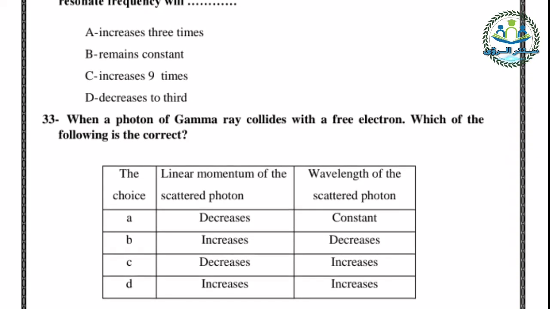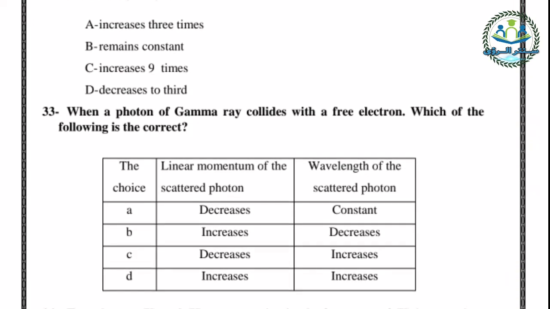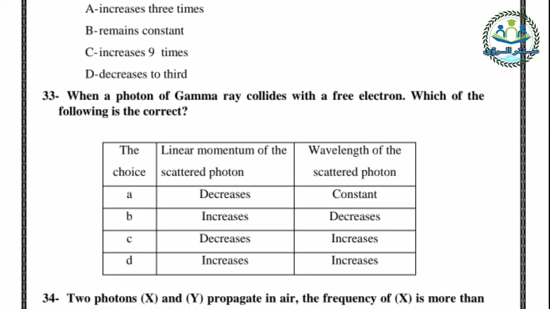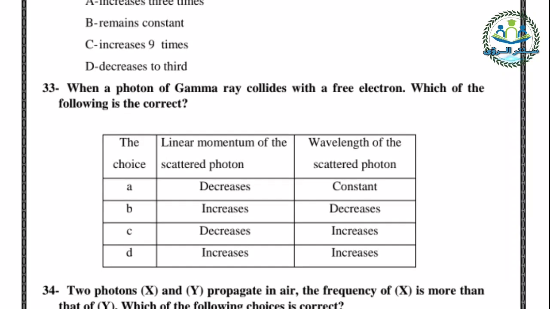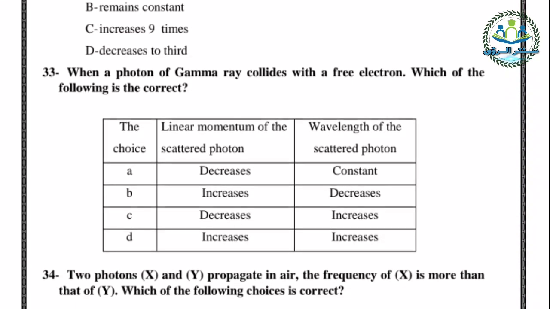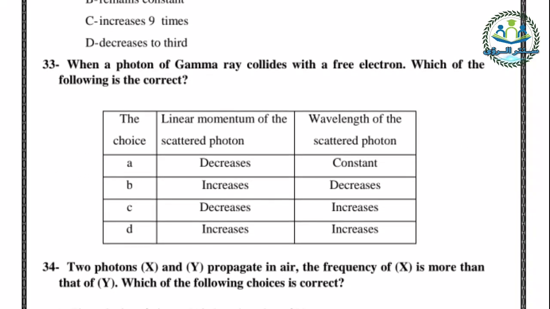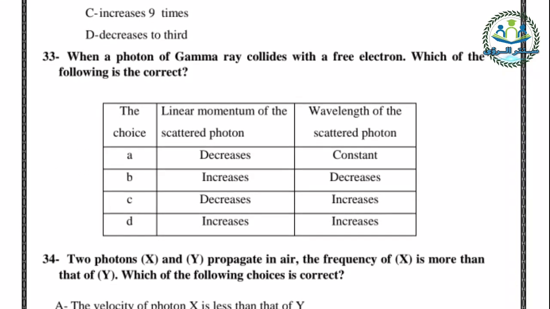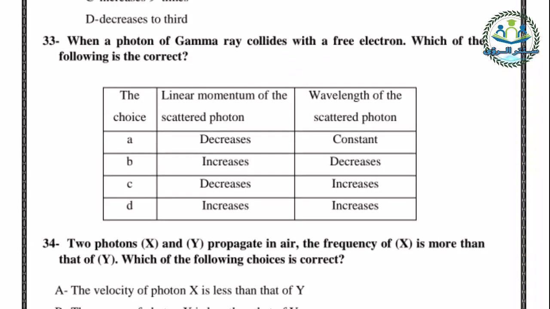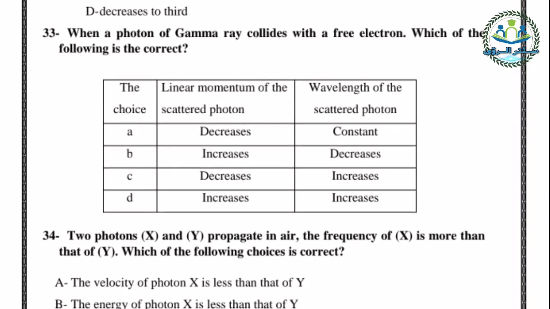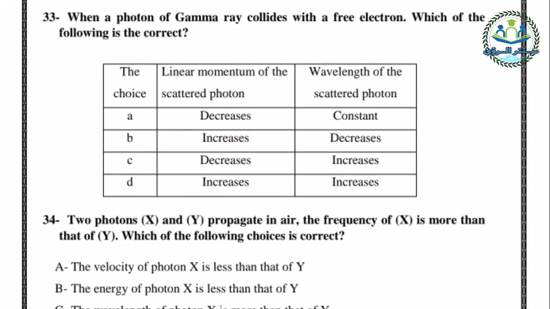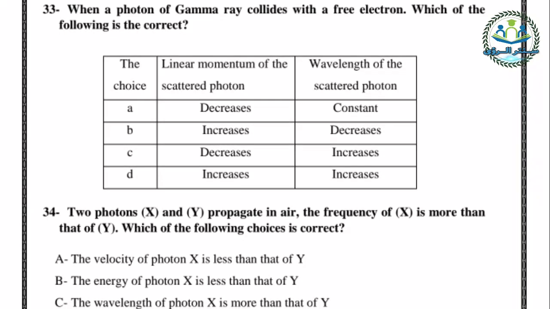33. When a photon of gamma ray collides with a free electron, which of the following is correct? The choices: linear momentum of the scattered photon, wavelength of the scattered photon: A) decreases, constant; B) increases, decreases; C) decreases, increases; D) increases, increases.